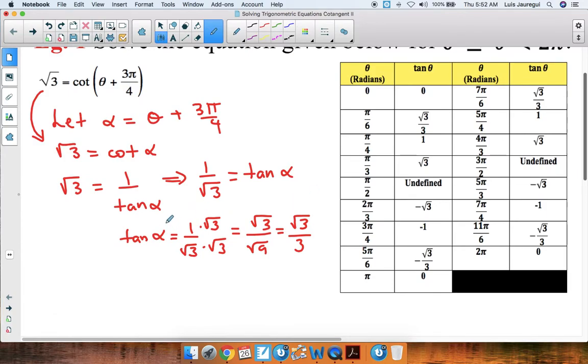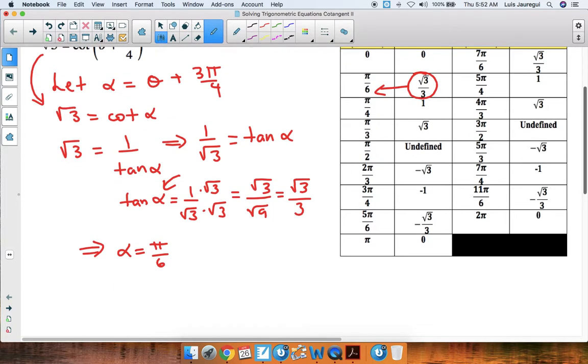Now we're looking for any angles, and using the fact that tangent has a period of pi, we want any angles between 0 and pi that will give you a tangent equal to square root of 3 over 3. So in this case we have square root of 3 over 3. The corresponding angle on that interval is pi over 6. So we get that alpha is equal to pi over 6. Now using the fact that alpha is pi over 6, let's solve for theta. So we have that theta plus 3 pi over 4 is equal to pi over 6.